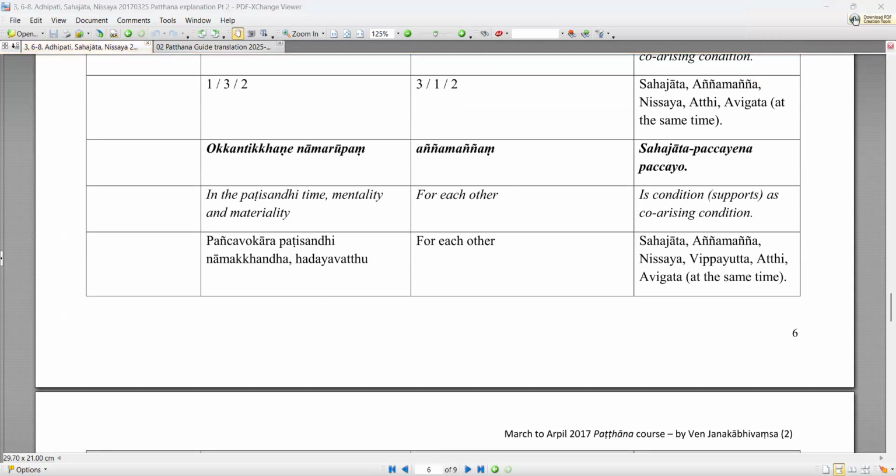Oh, Bhante, maybe a further question. Maybe for Annamanna Paccaya, sure, there is only Hadayavatthu, but for Sahajata, because the other Kammaja rupa arise at the same time, so it's still Sahajata. Yes, the other Kammaja Rupa, they are conditioned states of Sahajata. Oh, okay. Thank you, Bhante.